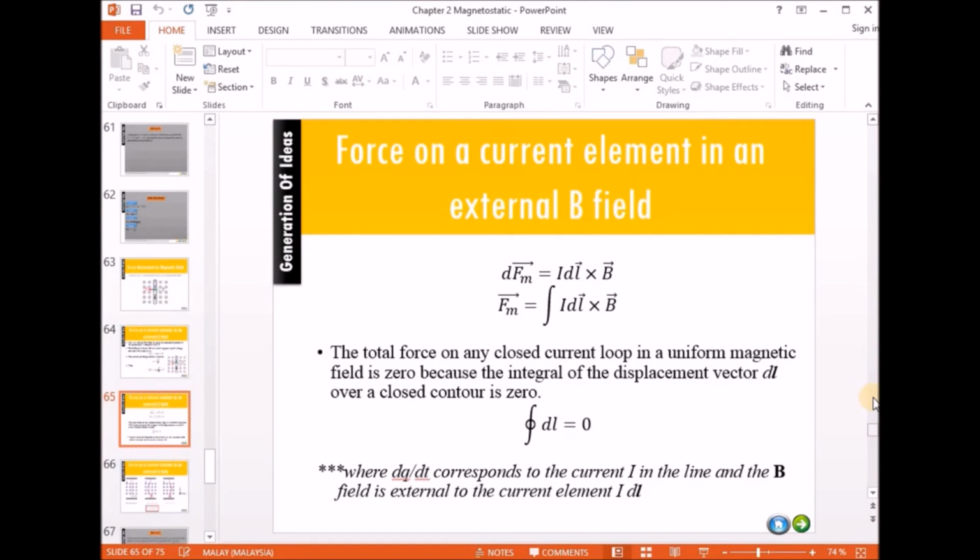Okay, when you integrate, you get I, a representation for current, right? L will be the length. So that one is already integrated? Yes, it's already integrated and the B, okay, it's taken from here.